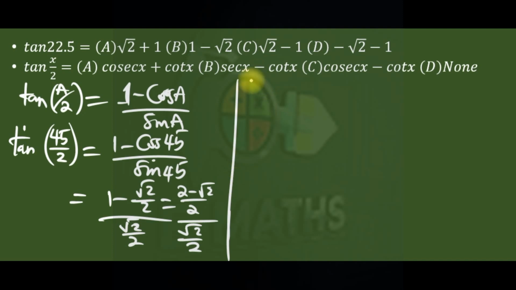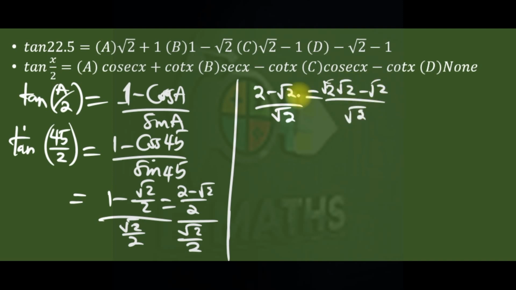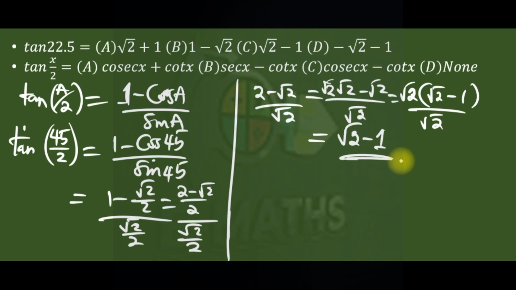So I have 2 minus root 2 over root 2. Sine 45 is root 2 over 2, so if you solve this it is 2 minus root 2 over 2, so 2. And we can write 2 as root 2 times root 2. So what is common is root 2, so we can factor root 2, remaining root 2 minus 1 over root 2. So that's why I did it this way, so that I can easily cancel out. So I have root 2 minus 1. That's the answer. That's our tan 45 over 2, which is tan 22.5, which is option C.